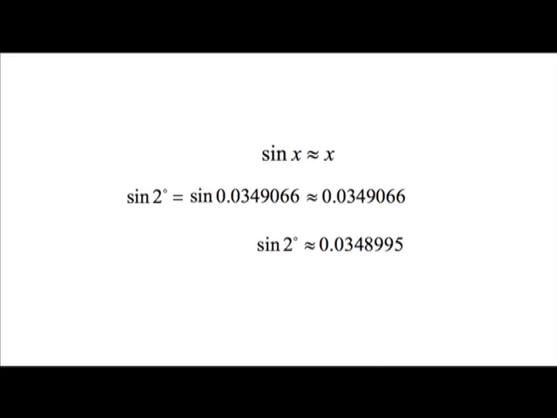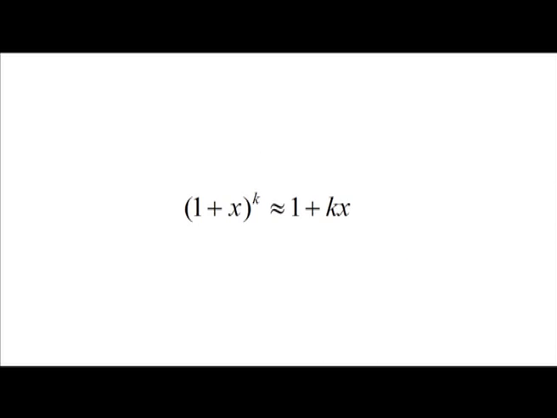Since sin x is approximately equal to x, it follows from the above that sin 2 degrees is approximately equal to 0.0349066. The approximation obtained using a calculator is sin 2 degrees approximately equal to 0.0348995. We now show that when x is very near to 0 and k is any real number, then 1 plus x to the power k is approximately equal to 1 plus kx.